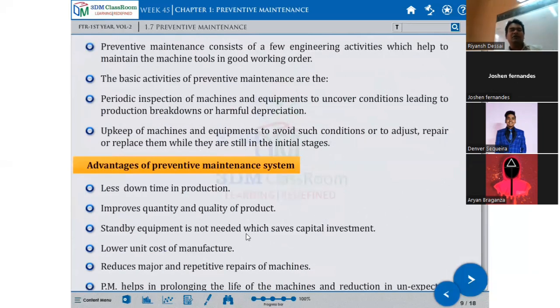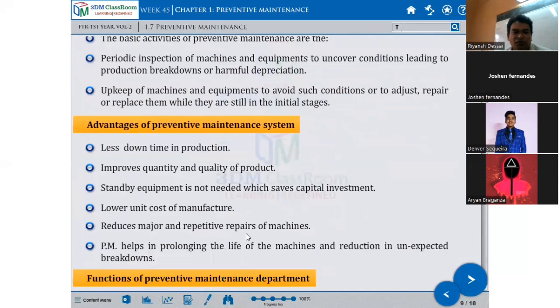Advantages of preventive maintenance: there is less downtime in production, it improves the quantity and quality of the product. Standby equipment is not needed, which saves capital investment. What is standby equipment? Maria, any idea? Correct. Standby equipment is not needed, which saves the capital investment.